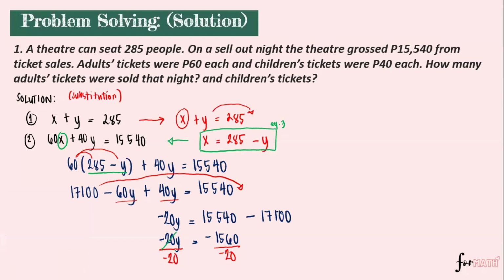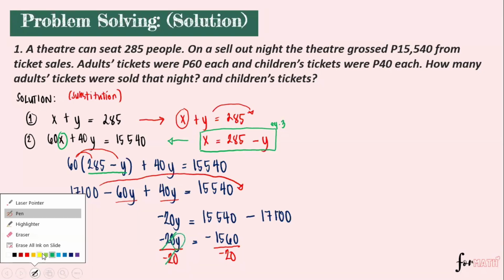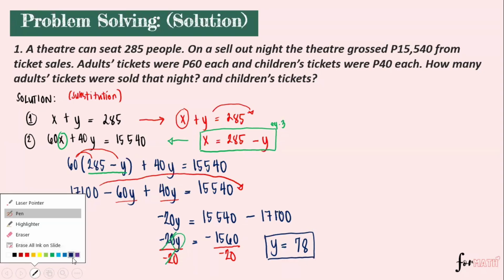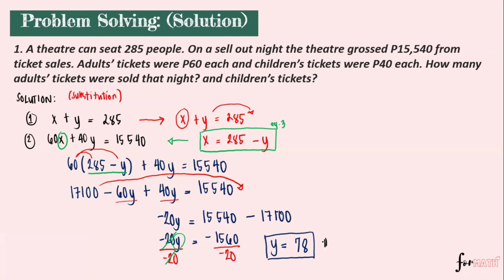Okay, eto guys, cancel out negative 20, ang matitira yung y. So, therefore, you have now the value of your y. So, meron na tayong y equals to, i-calculate nyo lang din to, negative 1,560 divided by negative 20. So the answer is 78. Alright. Now, as you can see, we have now the value of your y. Therefore, since we let y a while ago, remember? Alright, as the number of children's ticket. Alright, so ibig sabihin, 78, yung bilang ng ticket for the children.